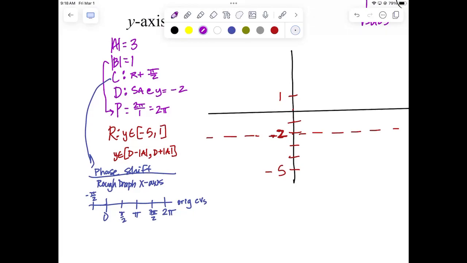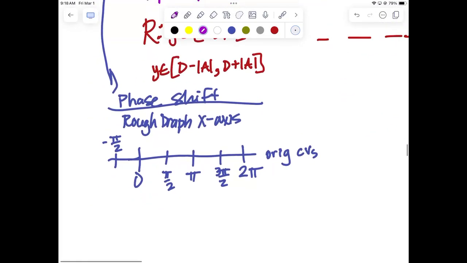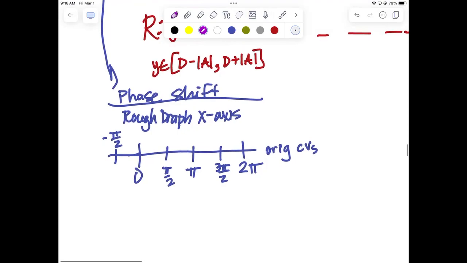What am I doing shift-wise now? I'm moving it right, pi halves. Now, this is the first one we've seen where we're shifting it, so we're making it very, very easy. All I'm doing is shifting it over one critical value, which makes it very, very easy. So pi halves is my new y-axis.